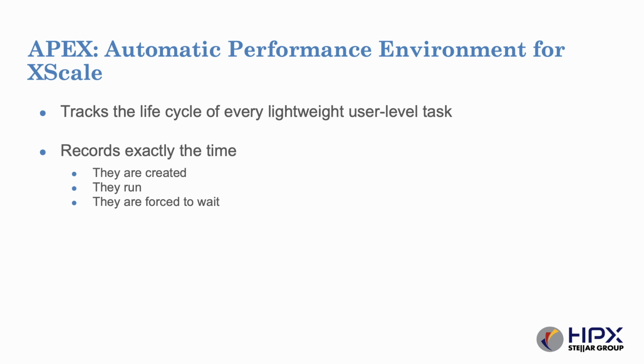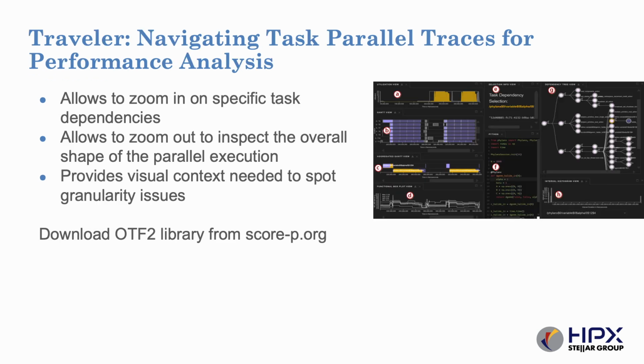However, raw trace files can be massive and difficult to parse manually. This is why we use Traveler. Traveler is a visualization tool that turns those dense trace logs into an interactive map. It aggregates the data, allowing us to zoom in on specific task dependencies or zoom out to see the overall shape of our parallel execution. It gives us the visual context we need to spot granularity issues immediately.